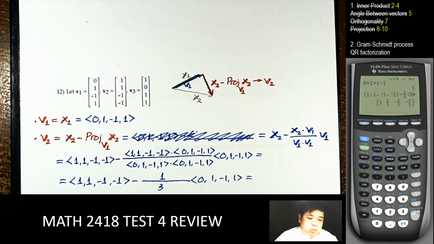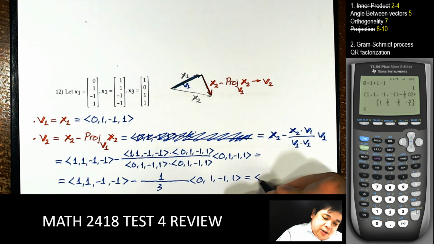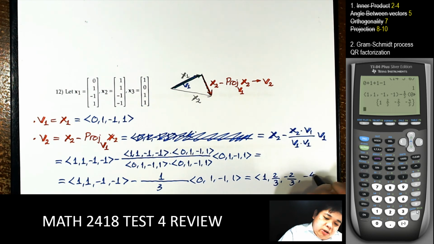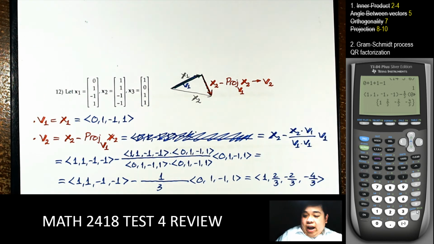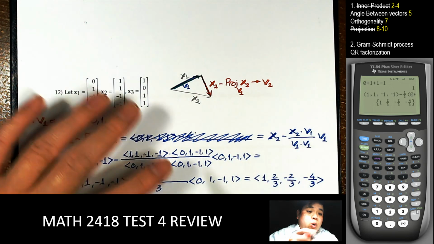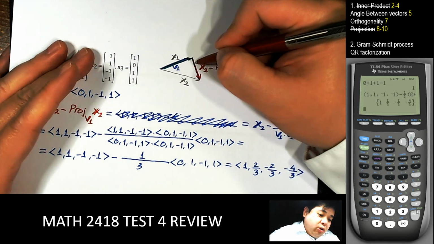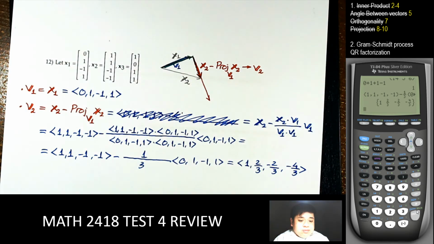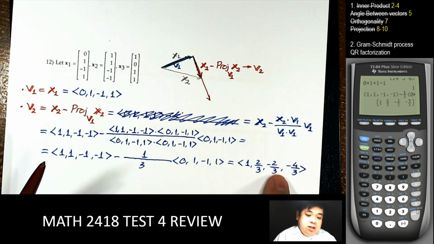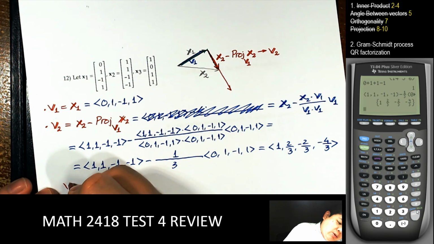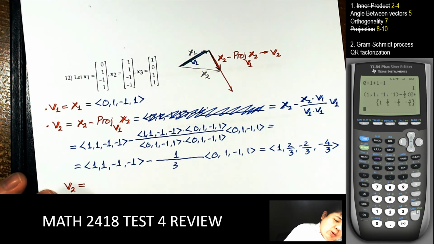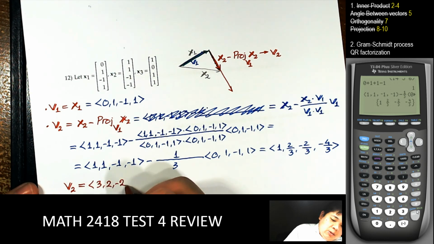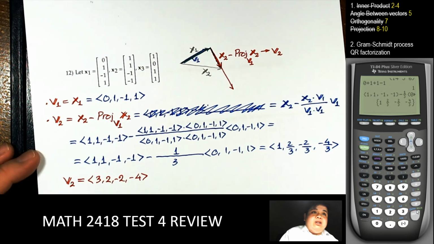Right, we have that: 1, 2 thirds, negative 2 thirds, negative 4 thirds. Of course, that is the correct answer. But because we only need to find the orthogonal basis, not orthonormal, we can extend that vector as long as they're orthogonal, we're good. So why don't we multiply everything by 3 here? In that case, we choose v equal to 3, 2, negative 2, and negative 4. So that is v2.